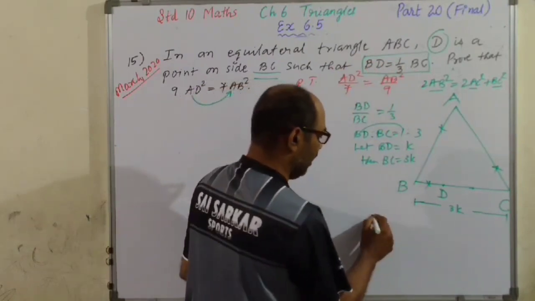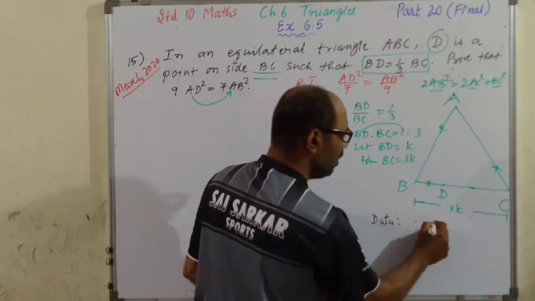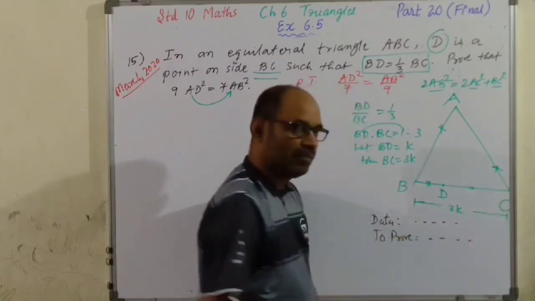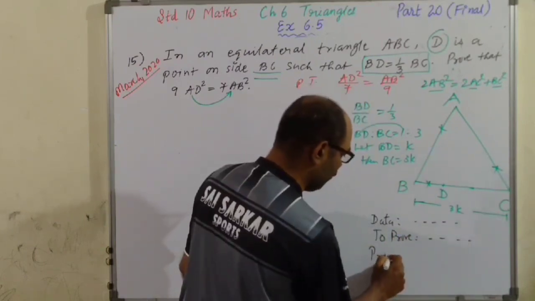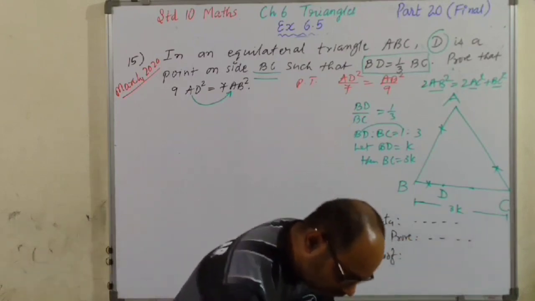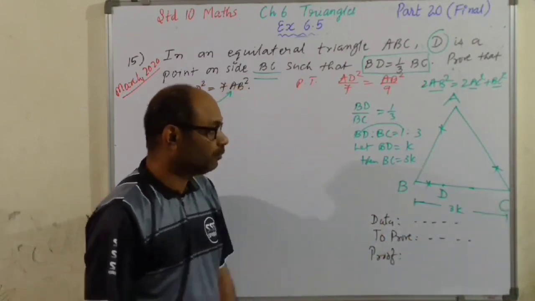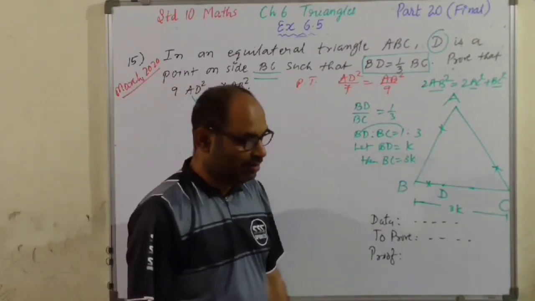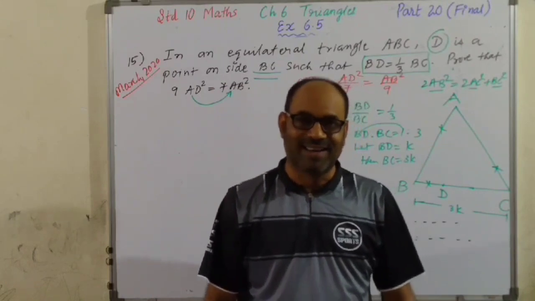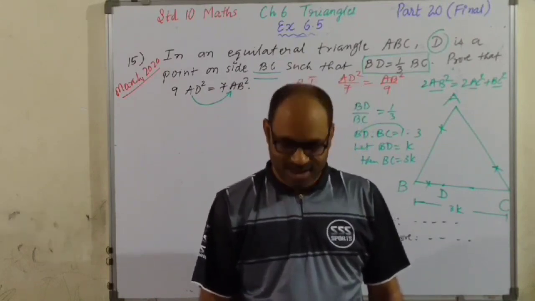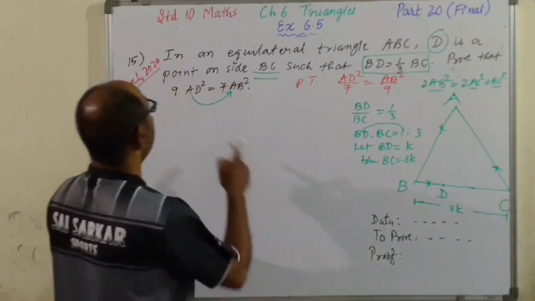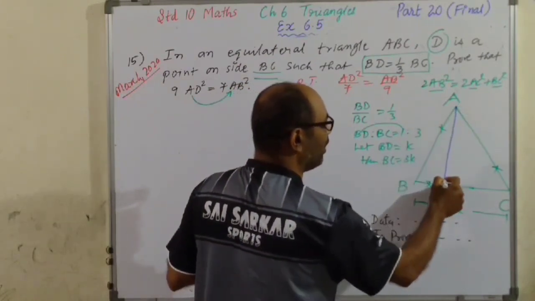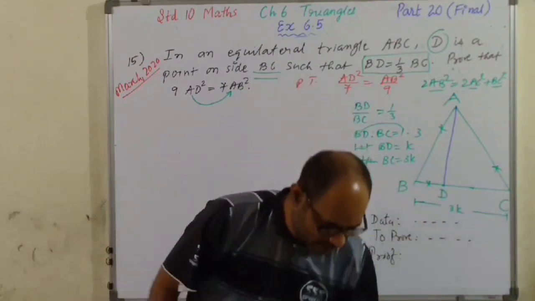चलिए. Data. आप लिखो. To prove. आप लिखो. I'll start with proof. ठीक है? चलिए. AD square is equal to AB square. अब क्या करें? हाँ, यहां AD इन्वॉल्व है. So I'll draw line segment AD. वो ड्रॉ करना जरूरी है.